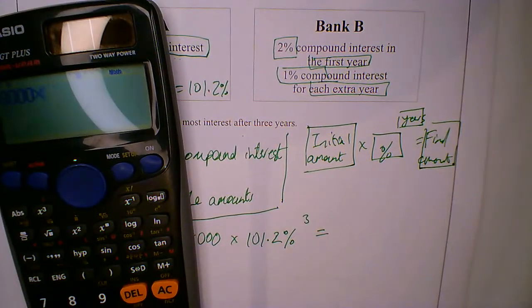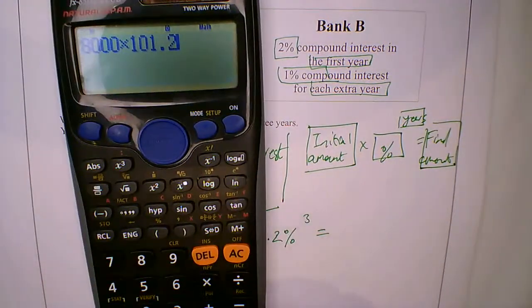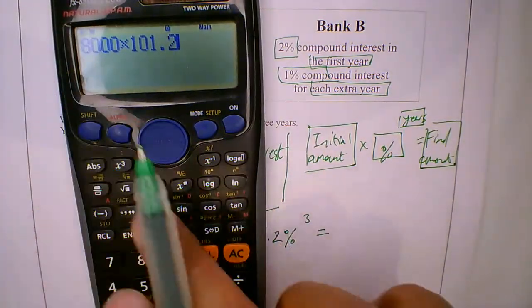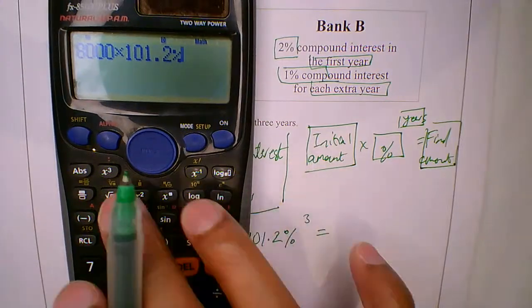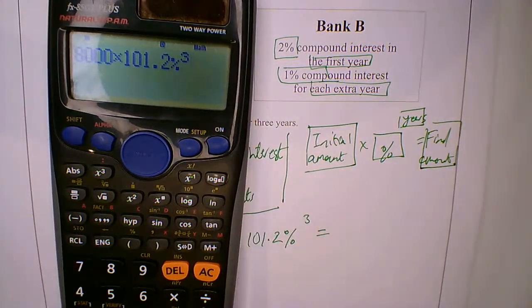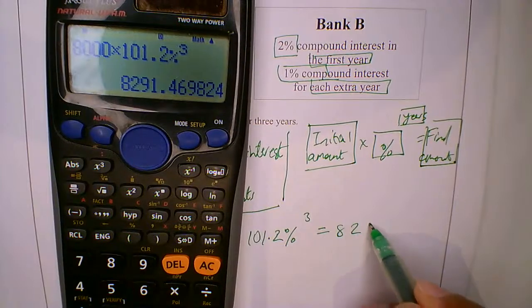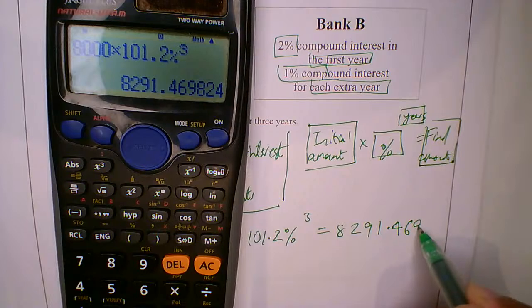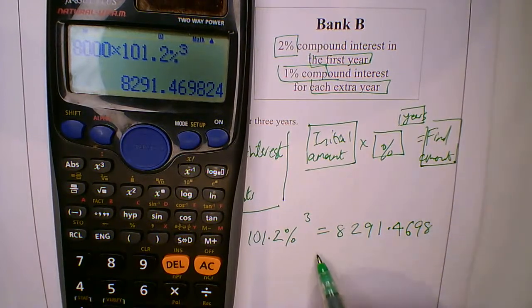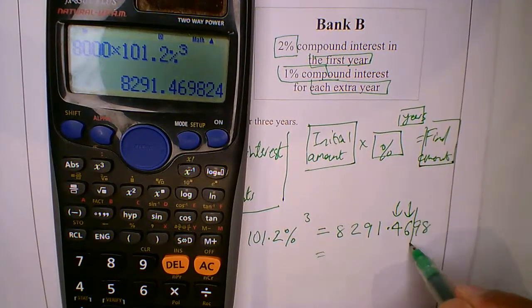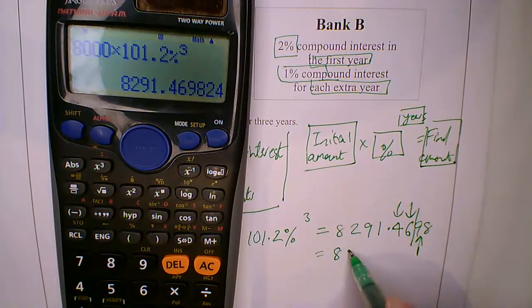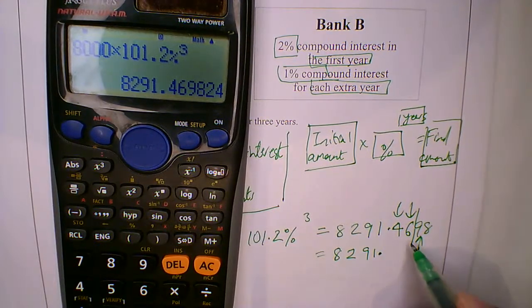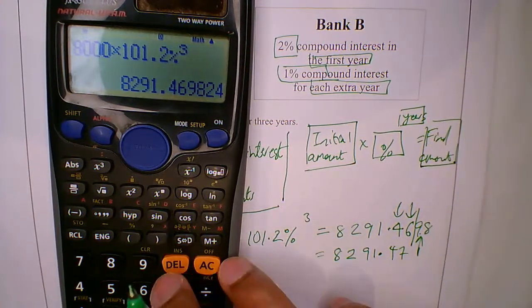8,000 times by 101.2, and I can use my percentage button. So it's shift open bracket that gives me the percentage, raised to the power 3, which gives me 8291.4698. And usually we need it to be 2 decimal places, pounds and pennies. 8,291 pounds. The 9 rounds up, so it's 47 pence. That's our first answer.